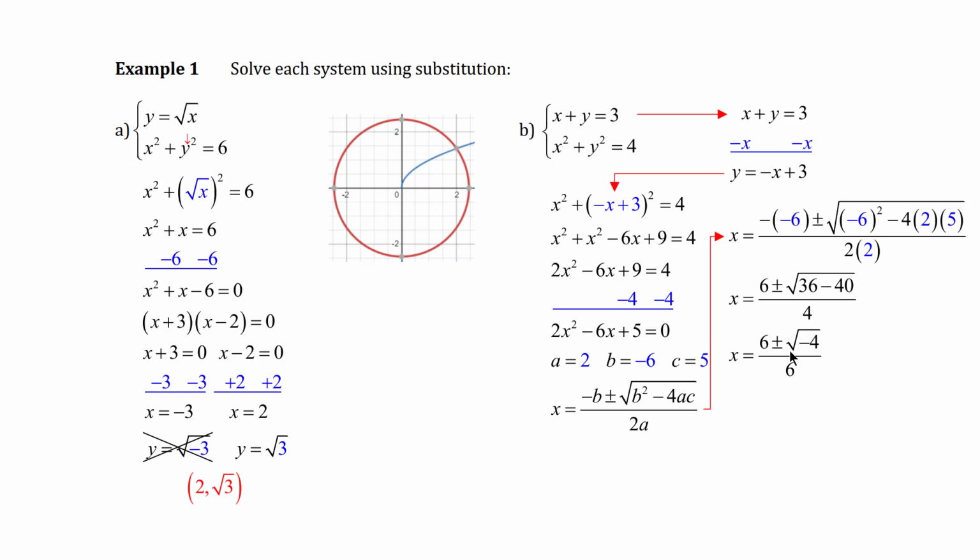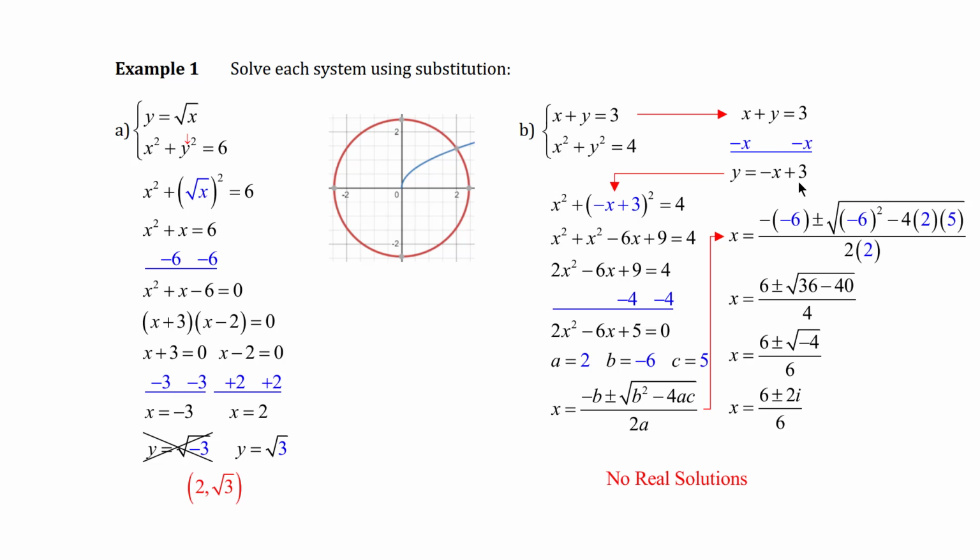Next we could rewrite the square root of negative 4 as 2i. The final result is x equals 6 plus or minus 2i over 4. Because the result is a complex number, this means that there are no real solutions for this system. If we take a look at what's happening graphically, the top equation of our system is just a linear equation. Written in slope-intercept form, we have y equals negative x plus 3.